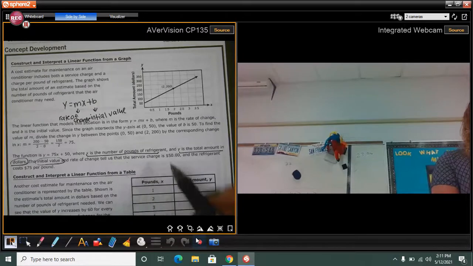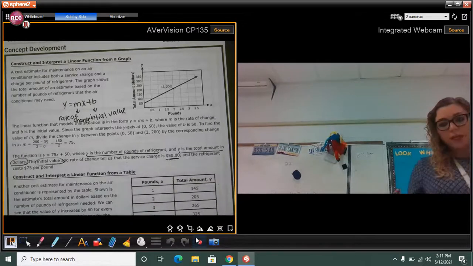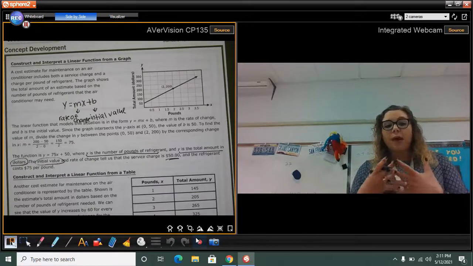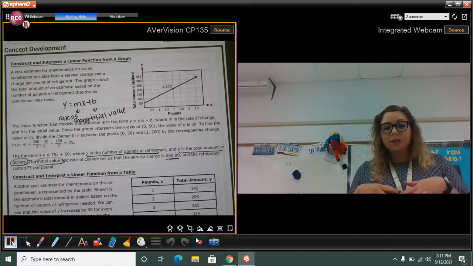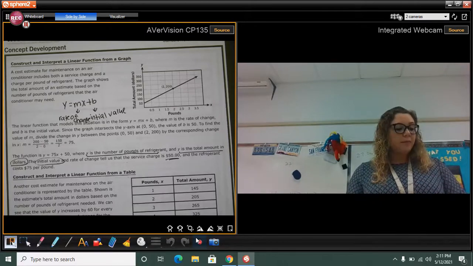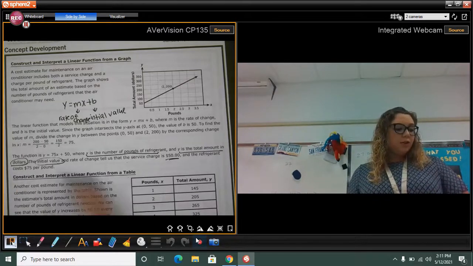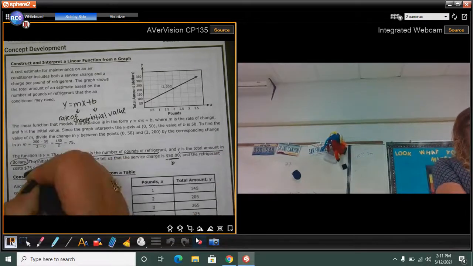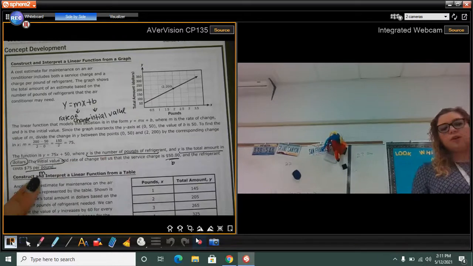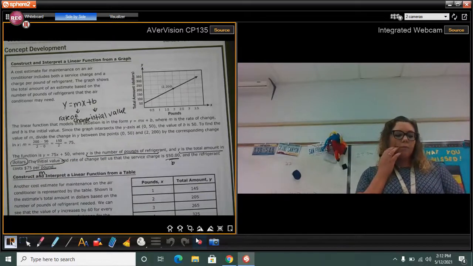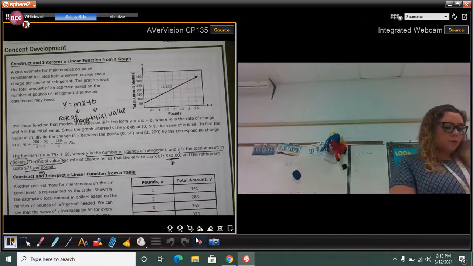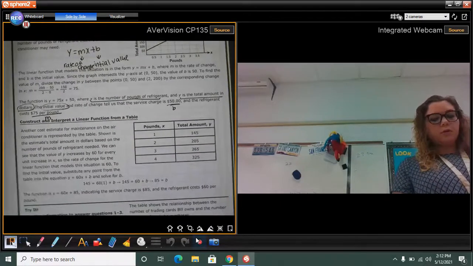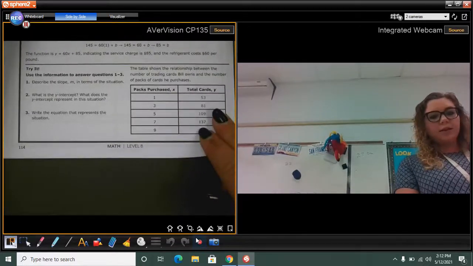Tells us that the service charge is $50. So before you even do anything, before they even add anything to your bill, you have to pay $50. Okay, that is your starting point. So that's going to be your y-intercept. And the refrigerant costs $75 per pound. Okay, so this is your b, this is your rate, so this is going to be your m. So let's skip down to try it.